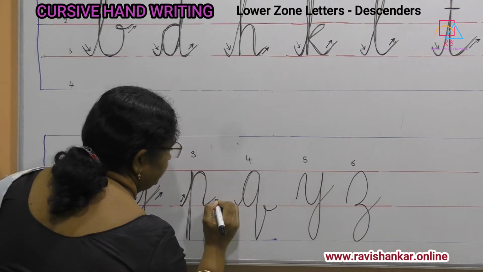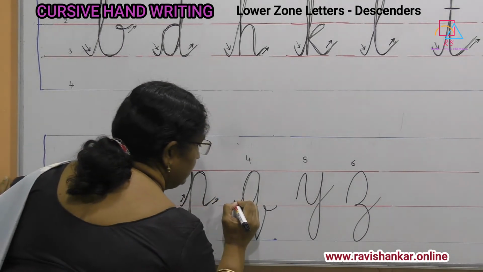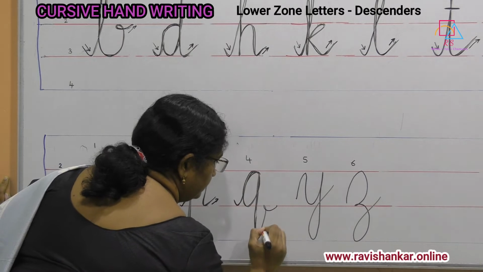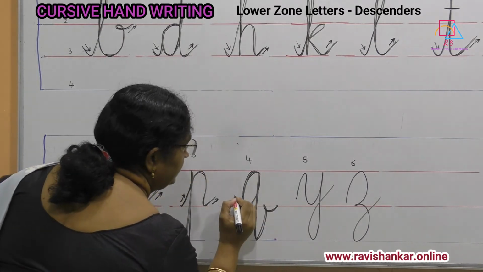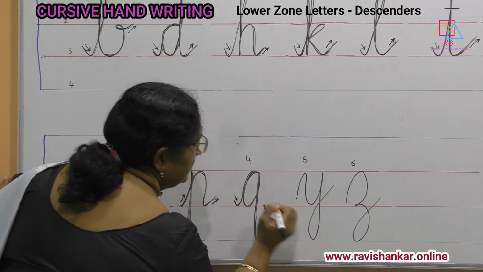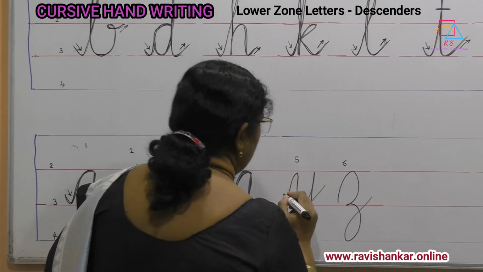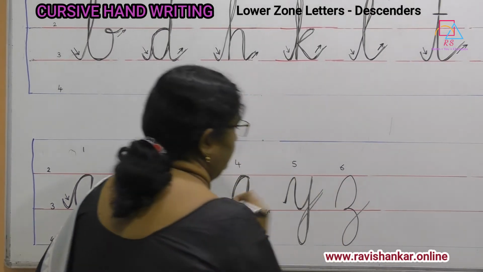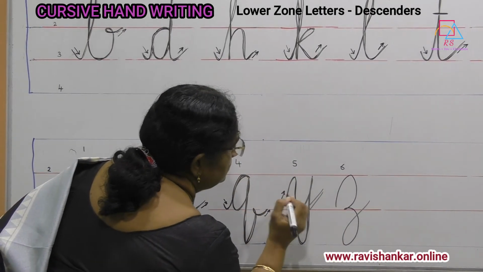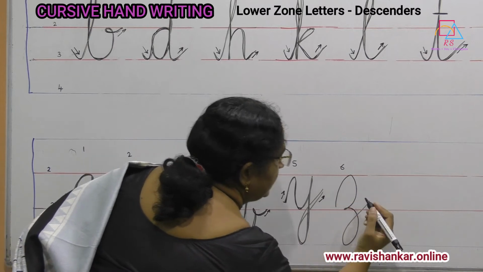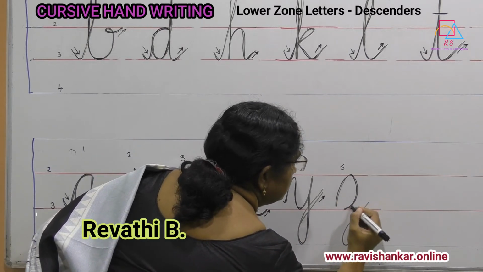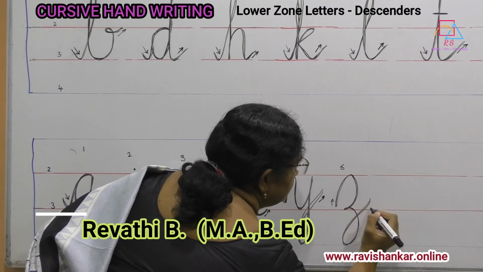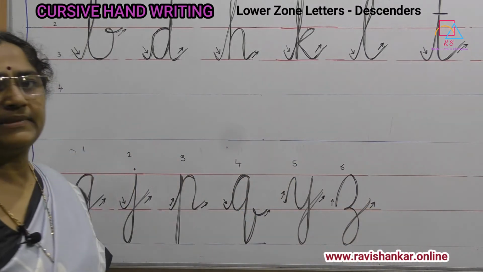Then the letter P. Beginning stroke, ending stroke. Q. The beginning stroke, ending stroke. Y. The beginning stroke, ending stroke. And finally Z. The beginning stroke and ending stroke.